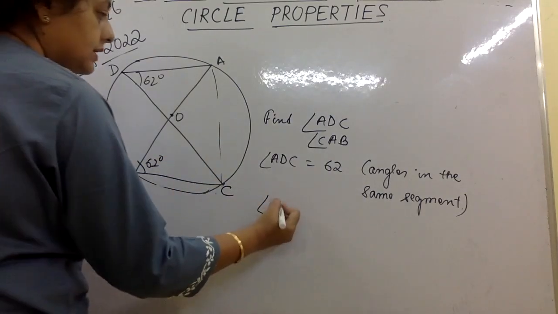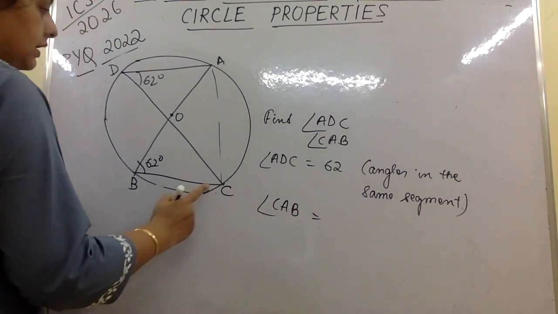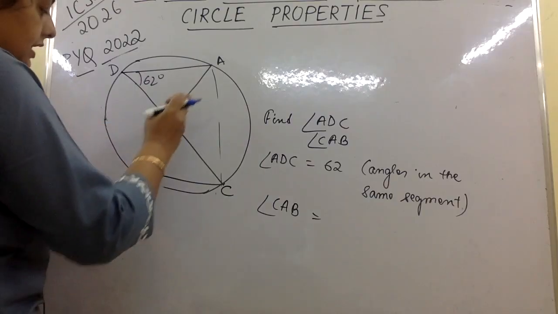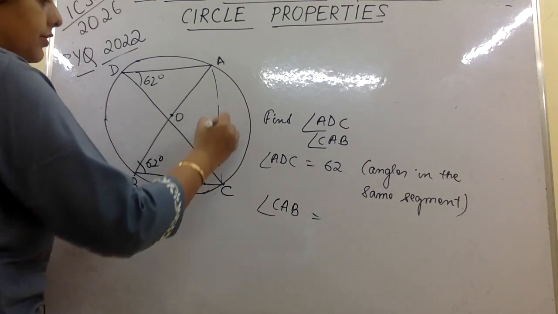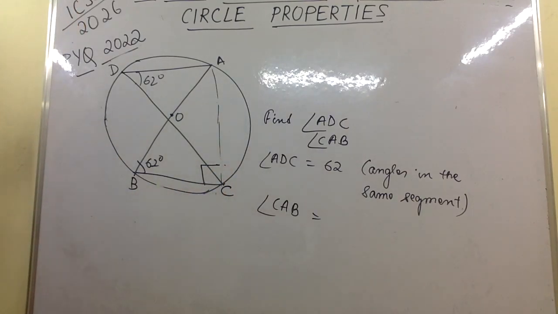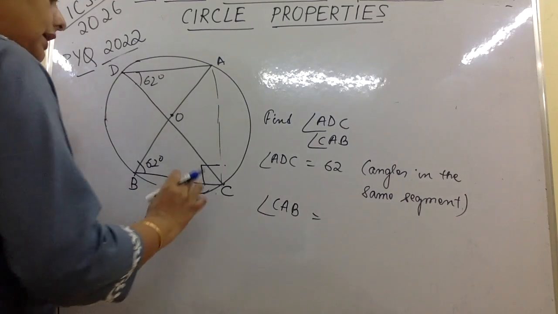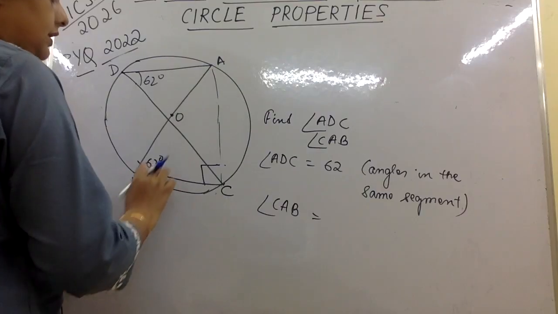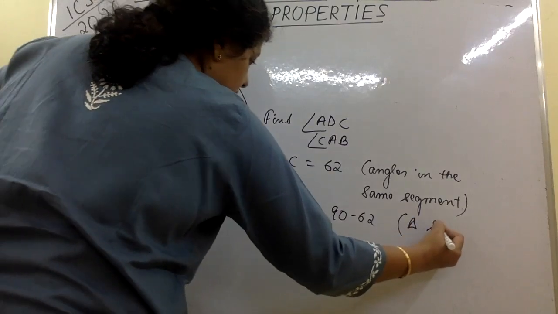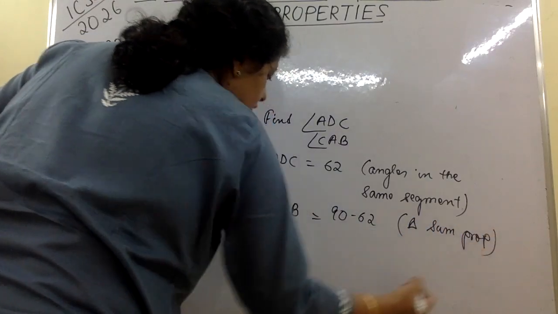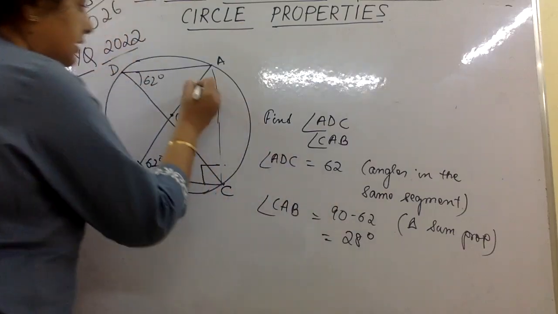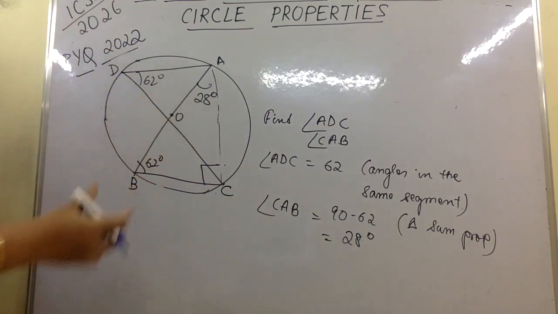And the other one, angle CAB. If AB is the diameter, this full thing is a 90. I have already joined it. So angle CAB is 90 minus 62. You can say triangle sum property, which is equal to 28 degrees. So this is 28 degrees. This was a small question.